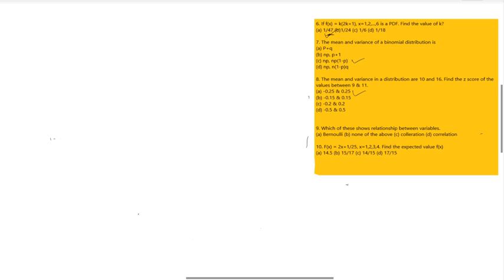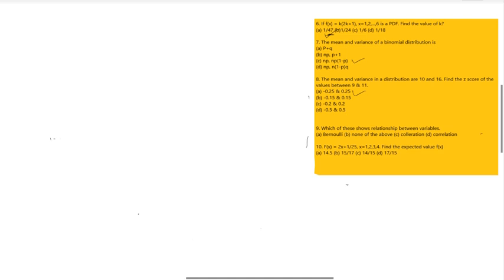All right, so for question 9, which of these shows relationship between variables? Now we have Bernoulli, we have none of the above, we have correlation, and we have correlation. The answer is correlation. Correlation shows the relationship between variables. You see, when we did question 2 and 3, we were showing the correlation between the values of x and y, right? So correlation is the one that shows relationship between variables x and y. Bernoulli and that other option that they put there do not show relationship between variables. So option D is correct.